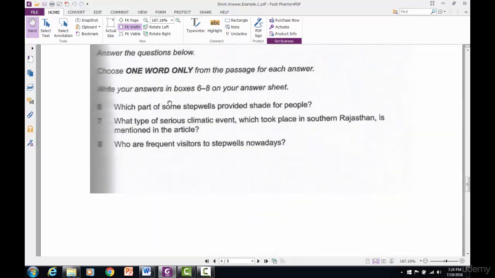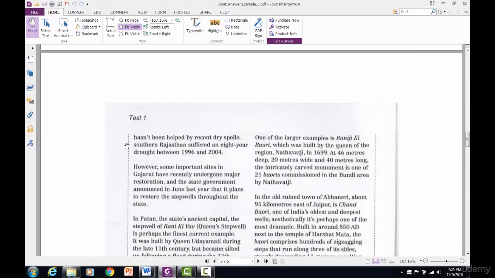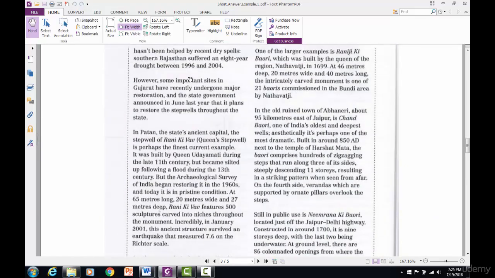And then number 8, who are frequent visitors to step wells nowadays? We need a sentence that's talking about nowadays, and we need to find out who are frequent visitors nowadays. Who? So we're talking about a group of people. That's key. And I know it has to come after the sentence with Southern Rajasthan. So I'm looking for something about who are frequent visitors and nowadays.